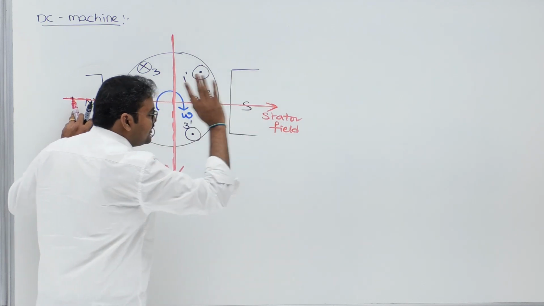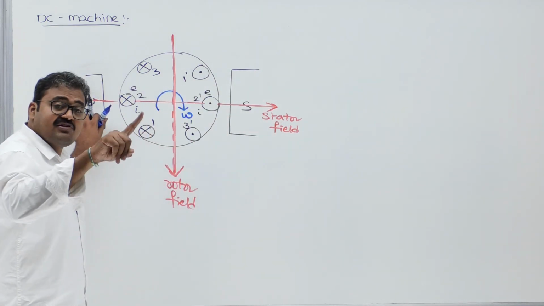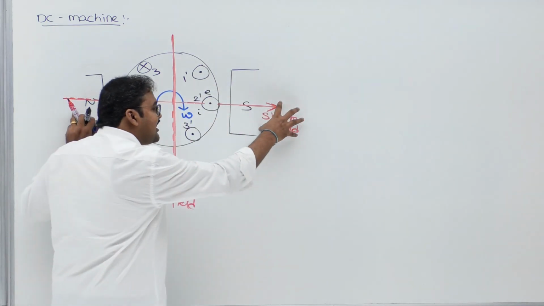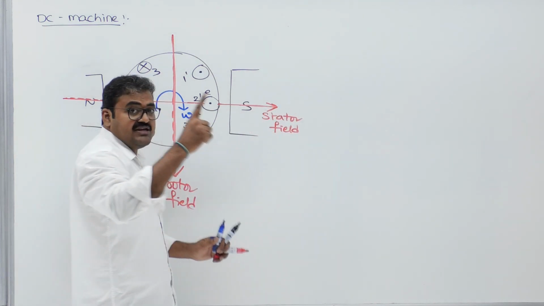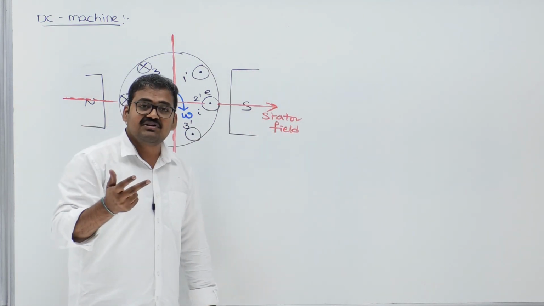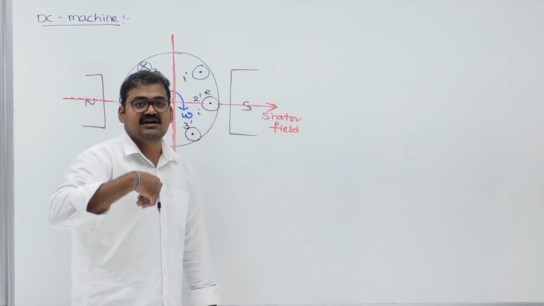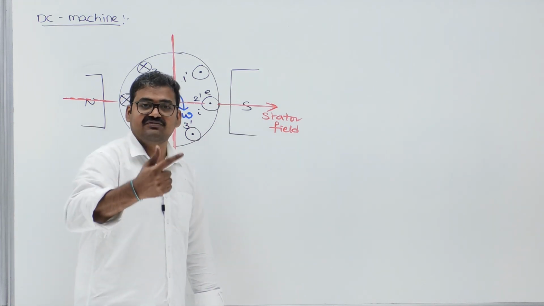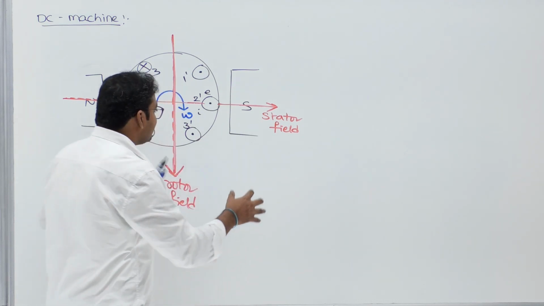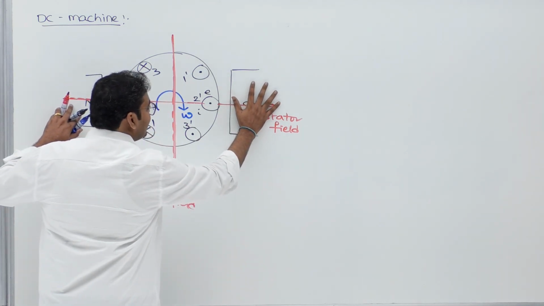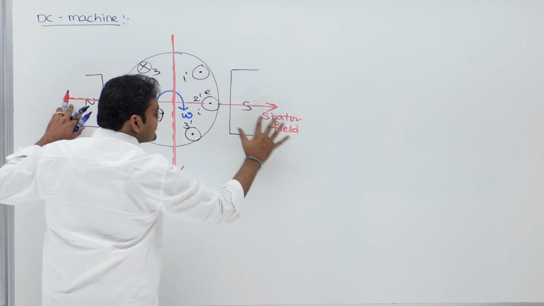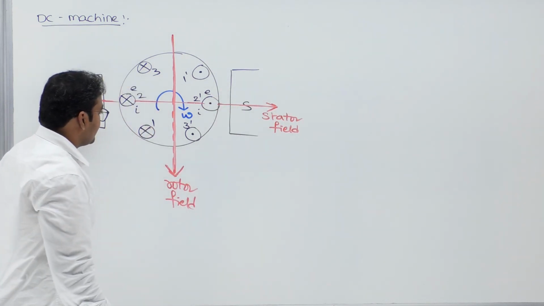It won't move. In case of AC machine, why stator field is moving? Because in AC machine, stator will have three-phase distributed winding carrying AC current. That's why rotating magnetic field will create. But in DC machine, stator will have DC excited field. Therefore, stator field is stationary.